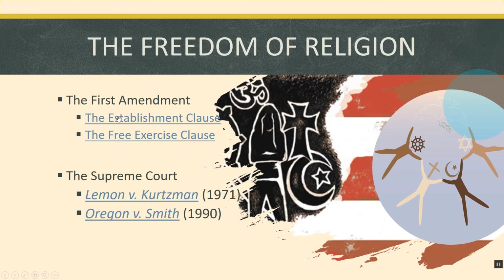Lemon versus Kurtzman is an Establishment Clause case. I'm going to give you some background information. I won't test you on this, but very briefly to contextualize the legal debate you need to understand. In the late 1960s and early 1970s, several states, in particular Pennsylvania and Rhode Island, began creating policies that used public tax dollars in order to subsidize private educational institutions. In exchange for this public financing, these private schools agreed to lower their tuition for indigent citizens.